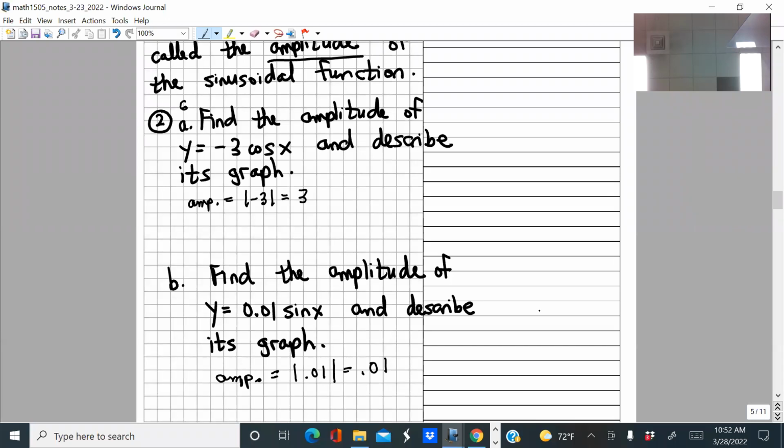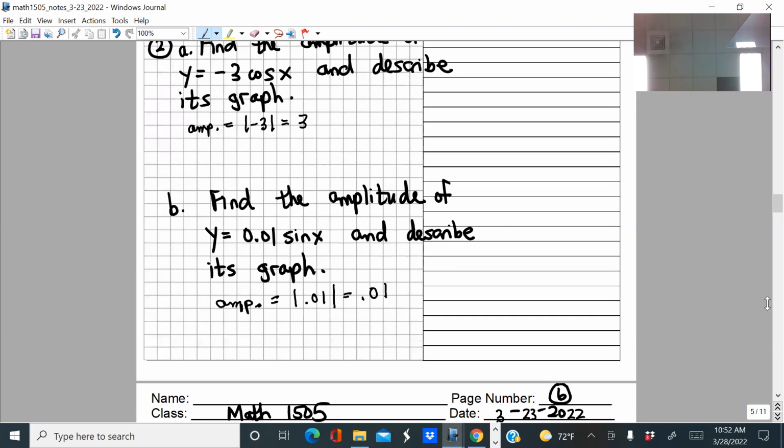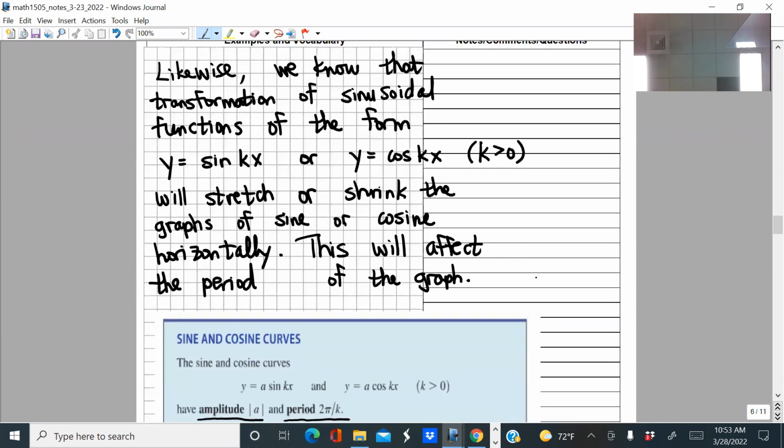So vertical stretches impact what's called the amplitude of our sinusoidal curve. Now, of course, we also can have horizontal stretches as well, right? And to get a horizontal stretch, you know that you'll multiply the x by a constant. So we can also in these sinusoidal curves multiply the x by a constant. Notice that our multiple here is inside of the function, next to the x, not in front of the function. And so that gives us a horizontal shrink or stretch.